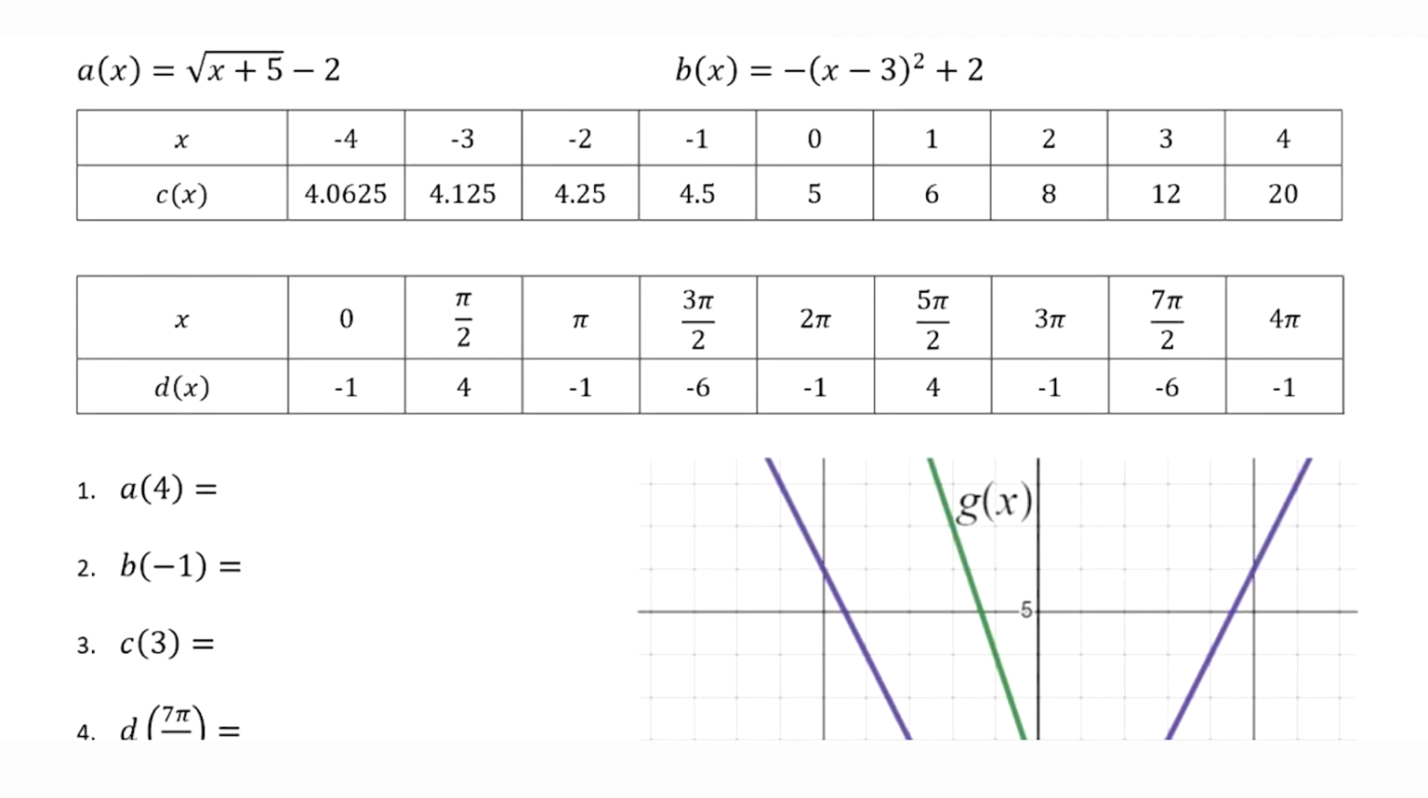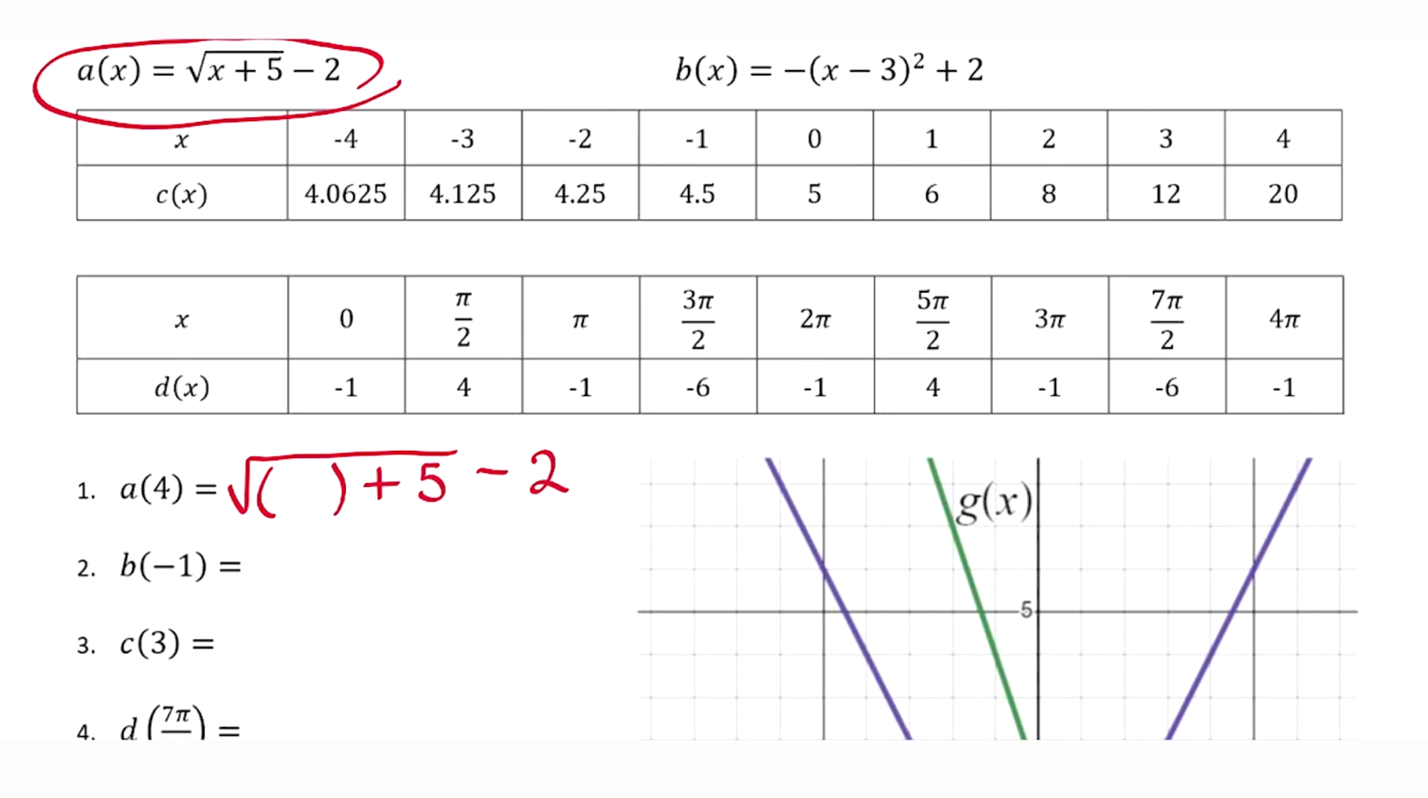Okay, so if you look at number 1, it asks us to find a value called a of 4. And in order to know what a of 4 is, you have to know what the function a is. Function a is actually up here. So what we're going to do is rewrite the expression square root of x plus 5 minus 2. And to calculate a of 4, 4 will be substituted where my x term was. So in the red, you can see that I rewrote the expression, but where x is supposed to be, I use a set of parentheses, and we're going to rewrite using 4 instead of x.